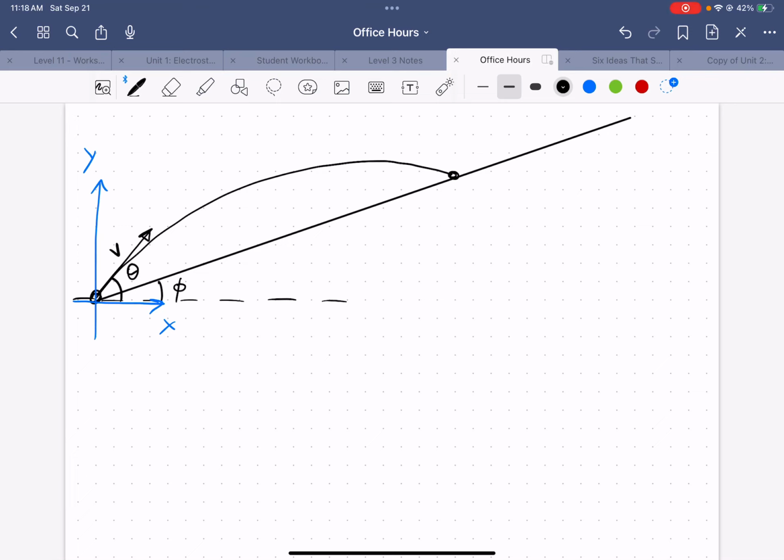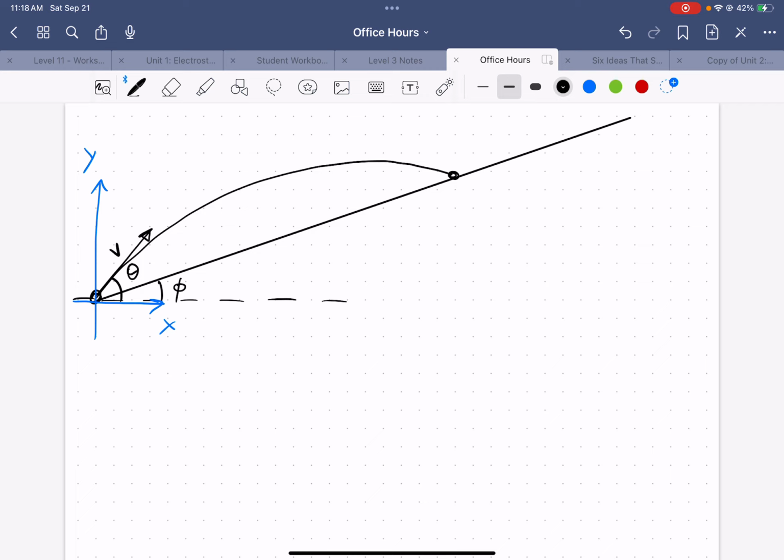Question: if we launch a projectile from the base of an incline that rises at some angle phi, what is the launch angle theta that will maximize the distance along which this projectile travels? So we would start this problem at the same place we did before, where we write down the equations of motion for the projectile in the x and y directions.